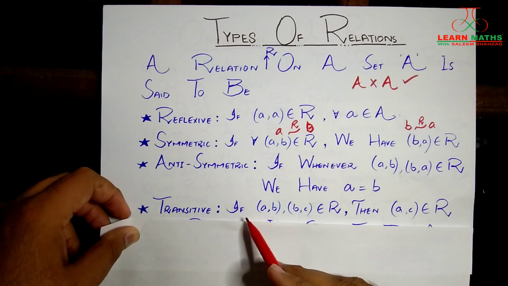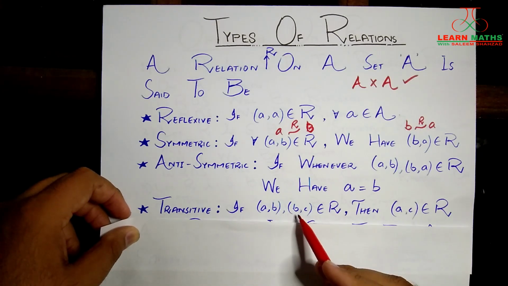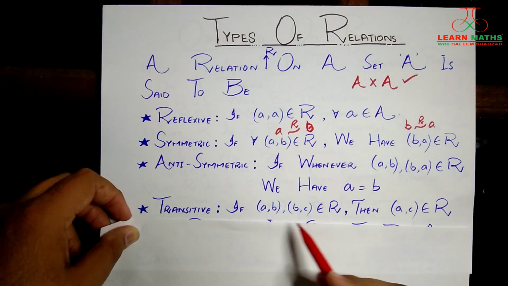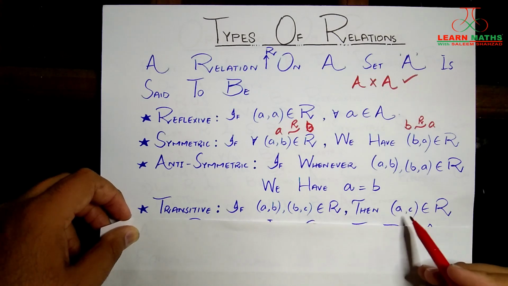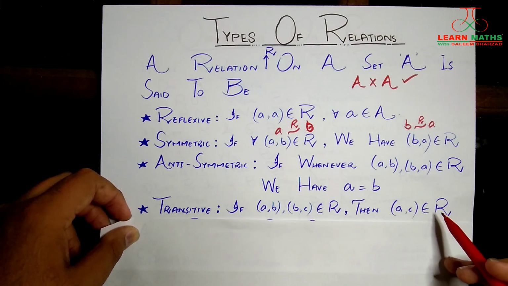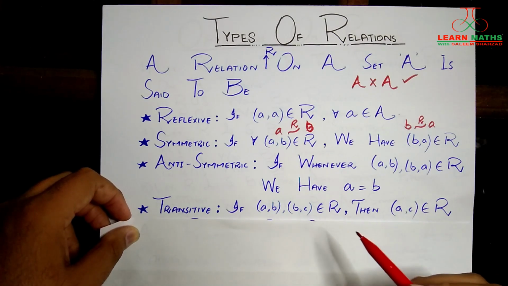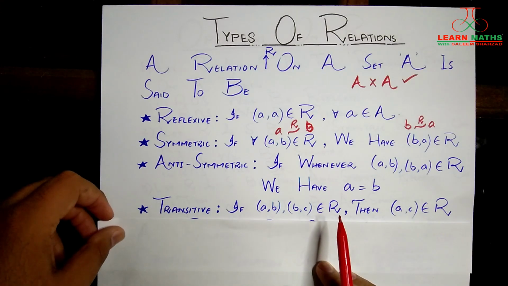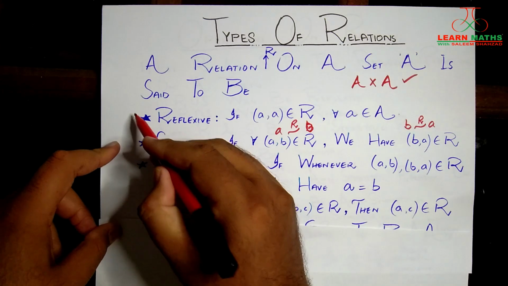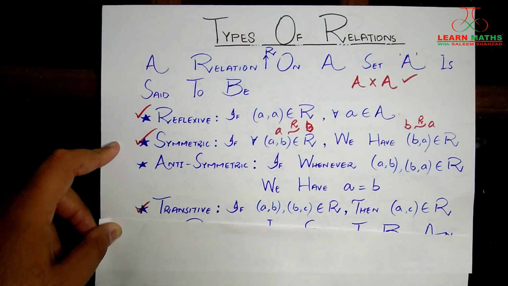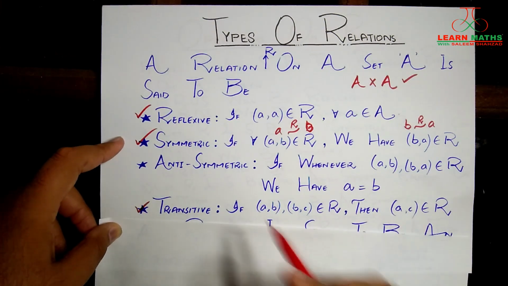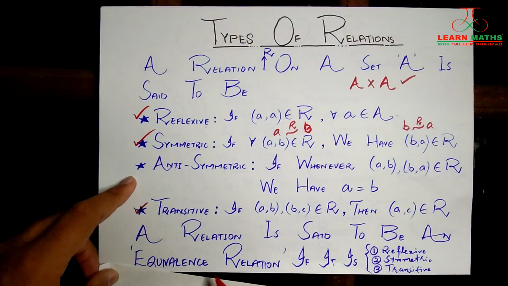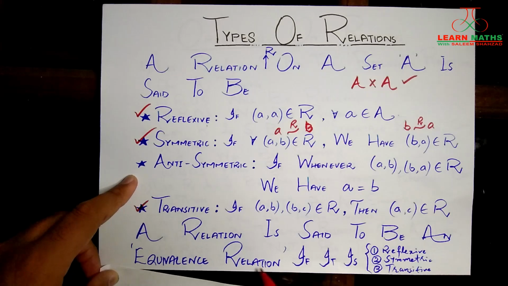So it says that if you have AB and BC, these two ordered pairs in R, then you should have a pair where A and C are directly related through R. Okay, then that relation is called the transitive relation. And now we have another type of relation, which is actually a combination of these three types of relations. Now if a relation is reflexive, symmetric and transitive, such a relation is called an equivalence relation.